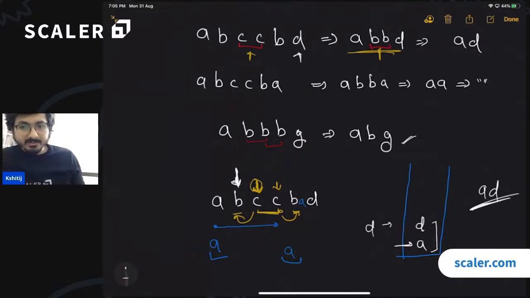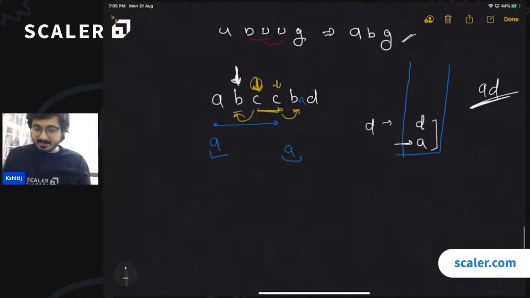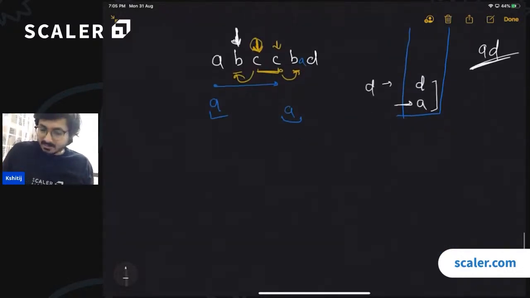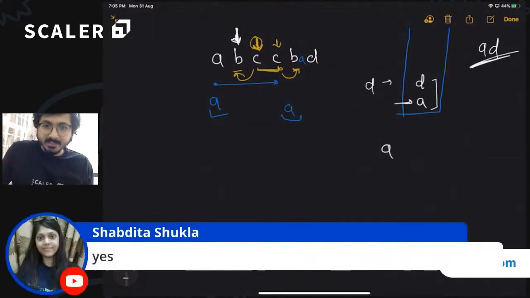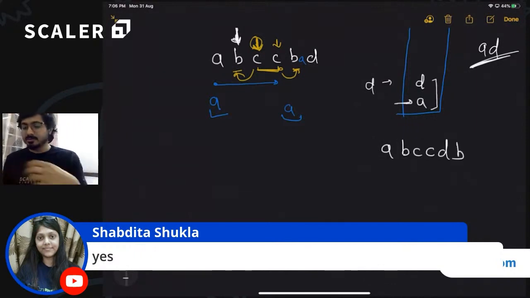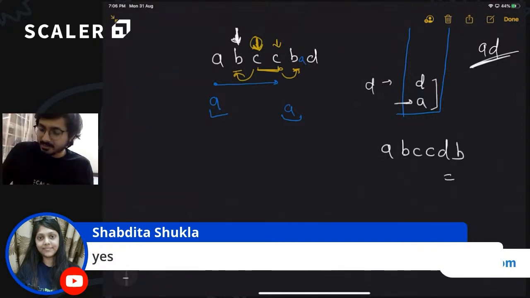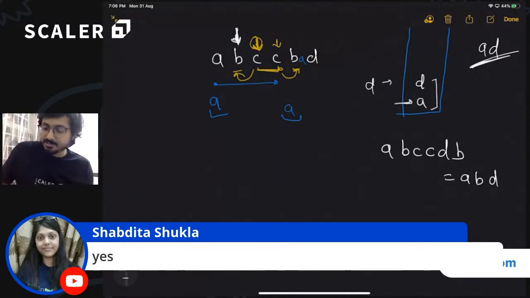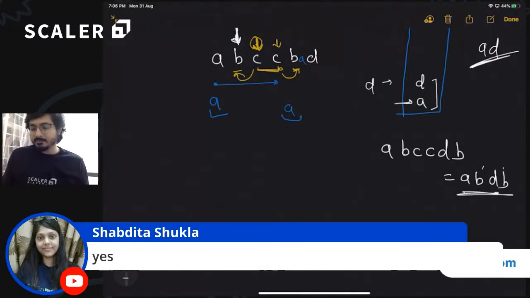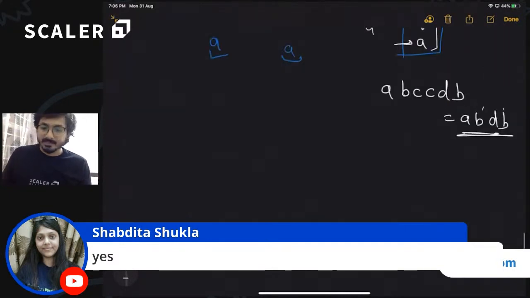What if it was A, B, C, C, D, B, after removing C while checking previous character and next? Okay, let's take the example proposed by Akash. Akash is asking what happens if we have A, B, C, C, D, B. First of all, what should be the answer in this case? The answer should be A remains as it is, B, D, B. This should be the answer, right? These two B will not be removed because they are not together, correct?